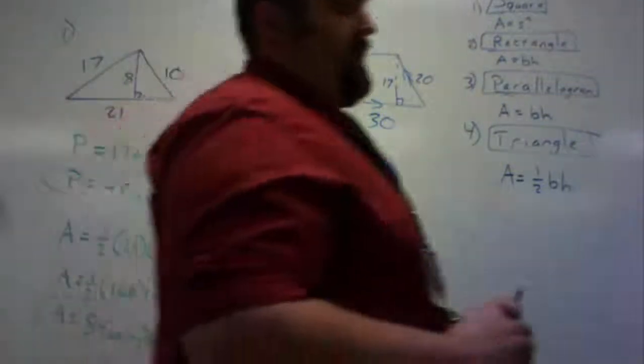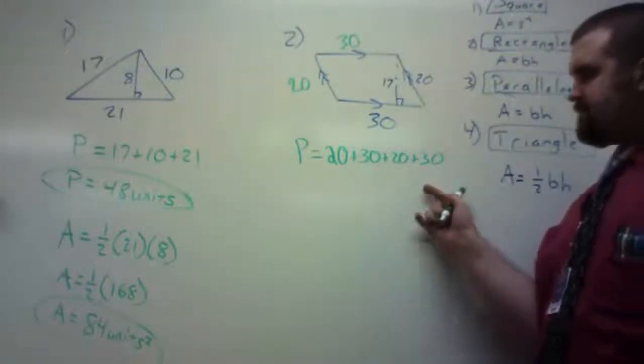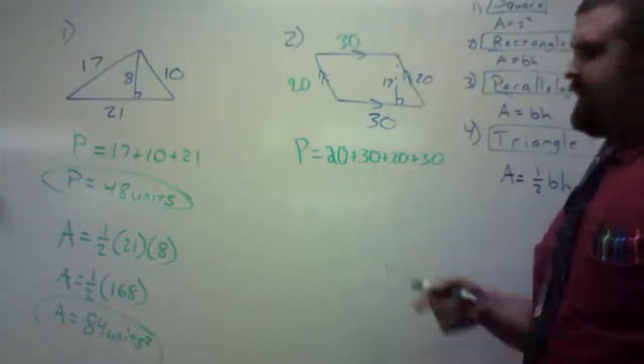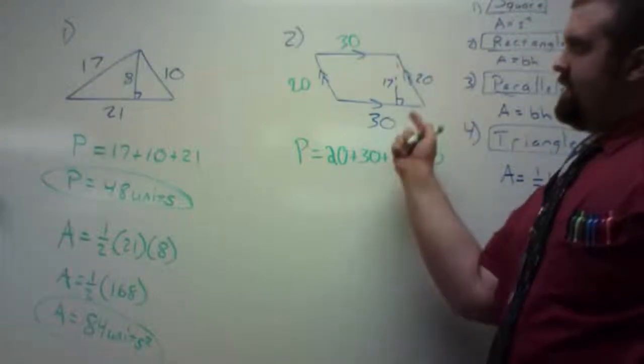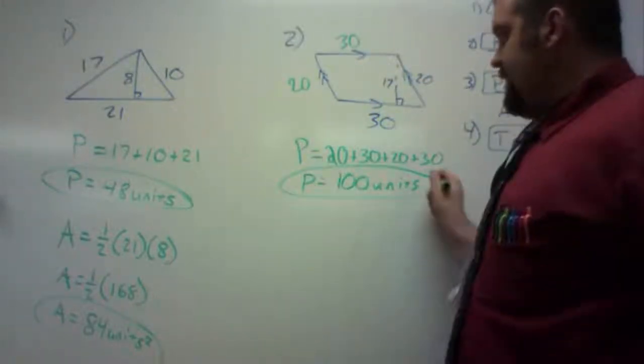The next one over here. This is the setup for perimeter. 20 plus 30 plus 20 plus 30, because the opposite sides in a parallelogram are congruent. So just add them all together. And if done correctly, you got 100 units.